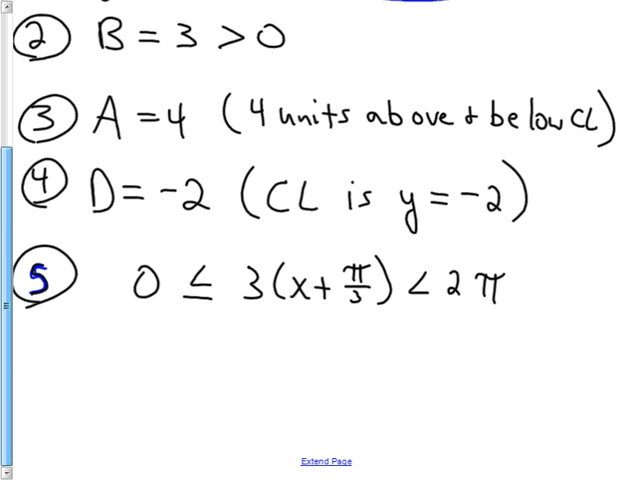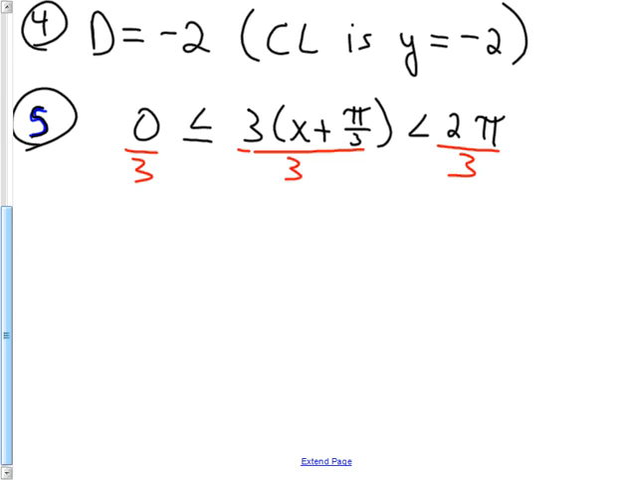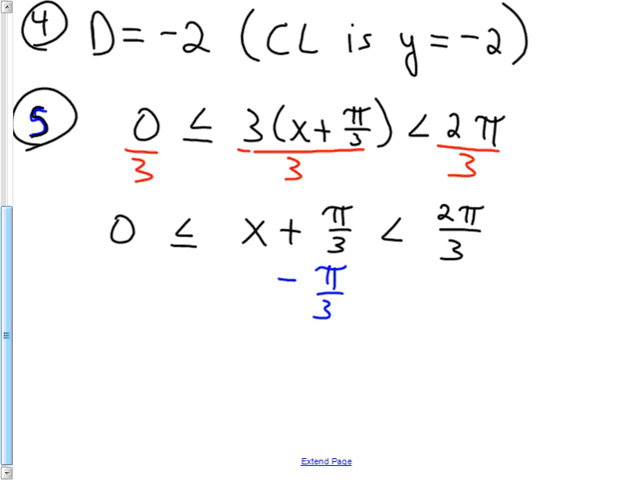So first thing is I'm going to divide 3 by 3, which again is one of the reasons why I have you factor out that 3, it makes it much easier when you get down to here. So if I divide everything through by 3, that gives me that 0 is less than or equal to x plus pi over 3, which is less than 2 pi over 3. And then we're going to subtract pi over 3 everywhere. So minus pi over 3 on both ends, down here and over here.